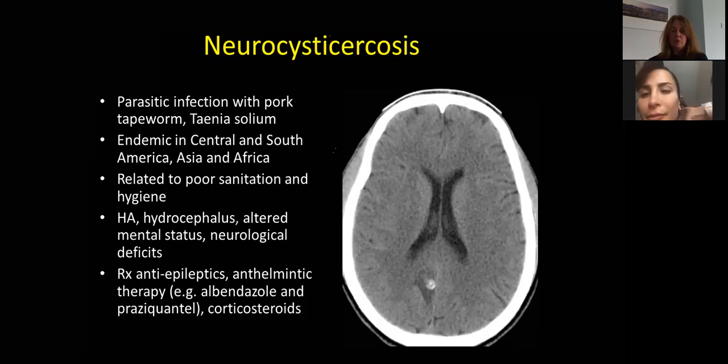Moving on to neurocysticercosis. So this is a parasite and it's from pork tapeworm. So it's associated with areas which have poor sanitation and hygiene. And these patients will present with various things like headache, hydrocephalus, poor mental status and deficits. And they're treated with antiepileptics, and the two most common anthelmintic therapies are albendazole and praziquantel. And they also have steroids because they often have some edema associated with these lesions.